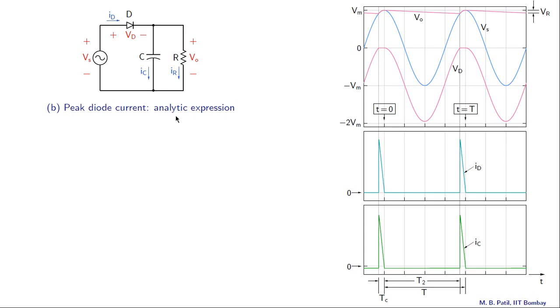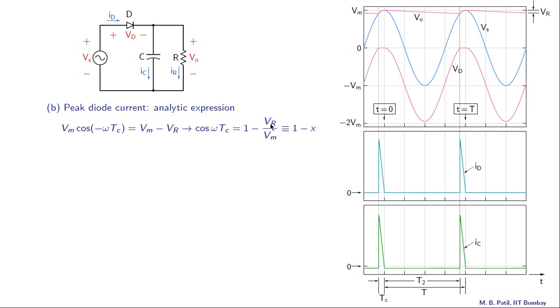Let us now obtain an analytic expression for the peak diode current. We begin with this condition: the source voltage at minus Tc is equal to Vm minus Vr at that point. We have seen that in the last slide, and that gave us an expression for cos omega Tc as 1 minus Vr by Vm. And earlier we calculated omega Tc using a calculator, got a numerical value for omega Tc, and then proceeded. Now we want to do the same thing analytically.